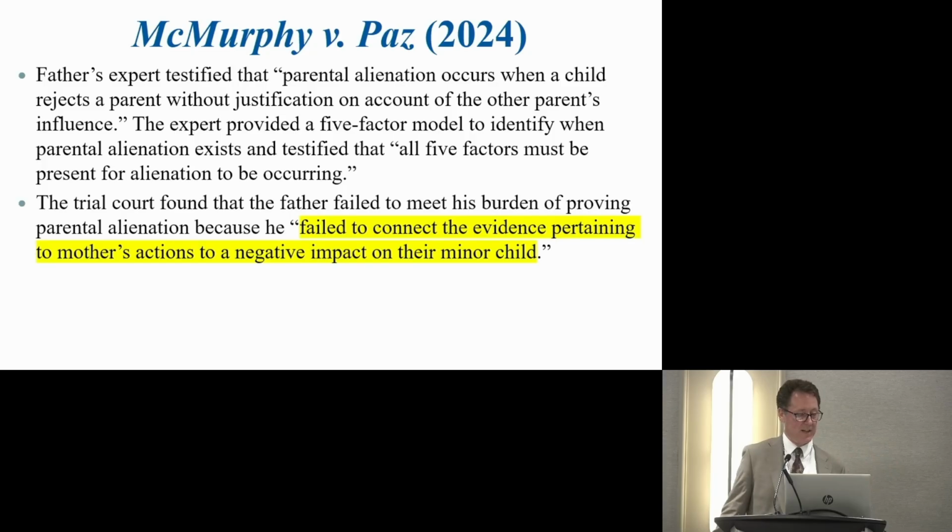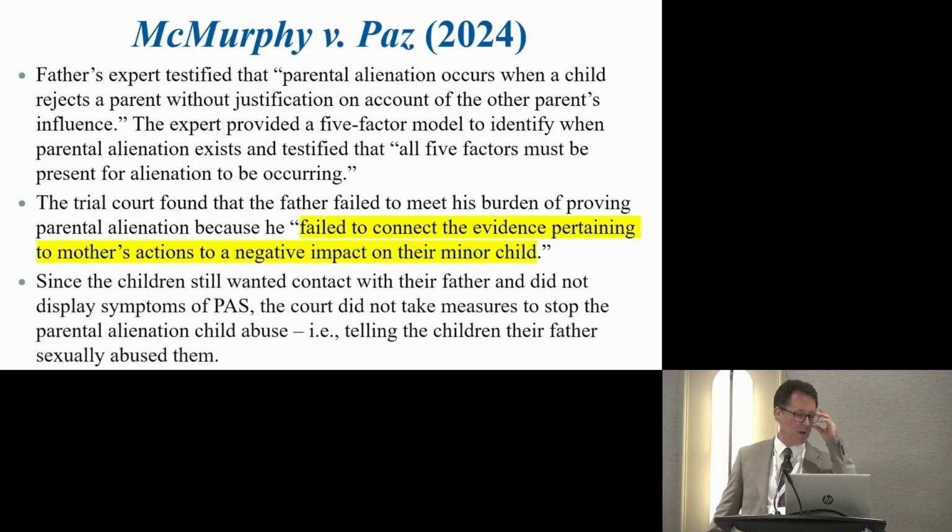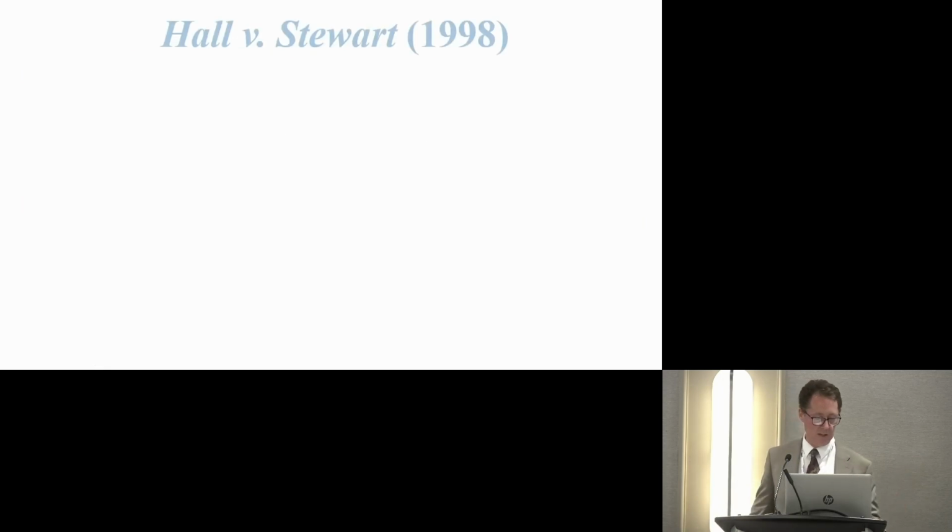The trial court found that the father failed to meet his burden of proving parental alienation because he failed to connect the evidence pertaining to mother's horrible behaviors to a negative impact on their minor child. It must be what? PAS. That's why we coded it as that. So since the children still wanted contact with their father, did not display symptoms of parental alienation syndrome, the court did not take measures to stop the parental alienation child abuse. The case got worse, of course, i.e. telling the children their father sexually abused them, which is the ongoing script that didn't get washed out properly because they didn't protect the kids.